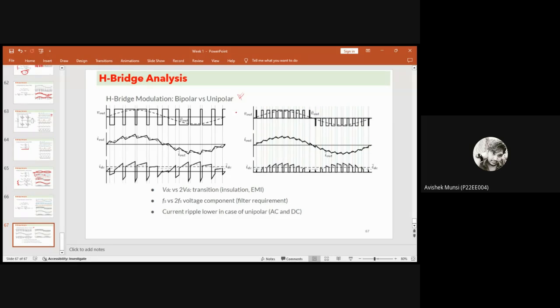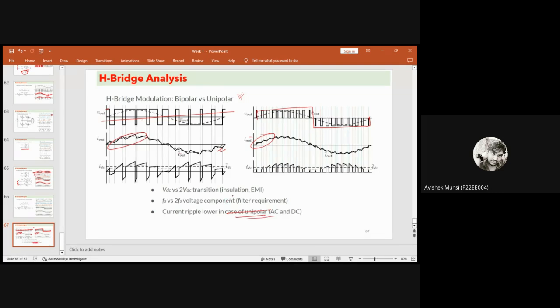In practice, if you do that, you see that there is a continuous pulse we are getting here in the bipolar. It's like this, and in unipolar we'll get this kind of nature. If you take the average of it, for bipolar it will be different, but the current will more or less remain the same. But you can see that in unipolar the ripple is lesser compared to the bipolar. The bipolar has more ripple.